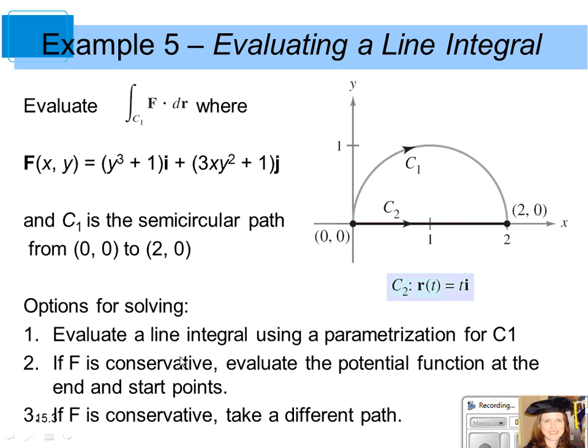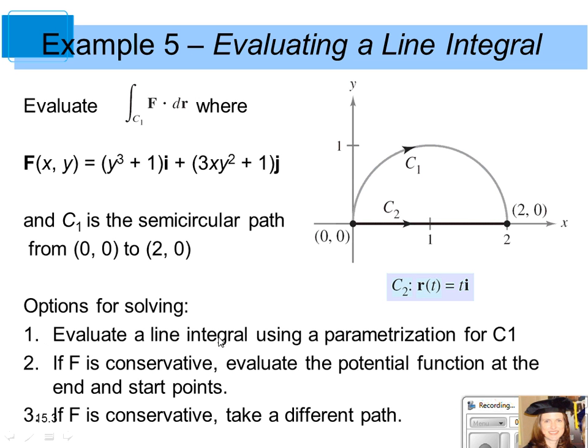Okay, in this example, we want to evaluate a line integral. We want to evaluate the line integral for F dot dr, where F is this vector field (y cubed plus 1) i plus (3xy squared plus 1) j. And we've got this path, which is starting at (0, 0), moving to the point (2, 0), the straight path. And there's different options for solving this.